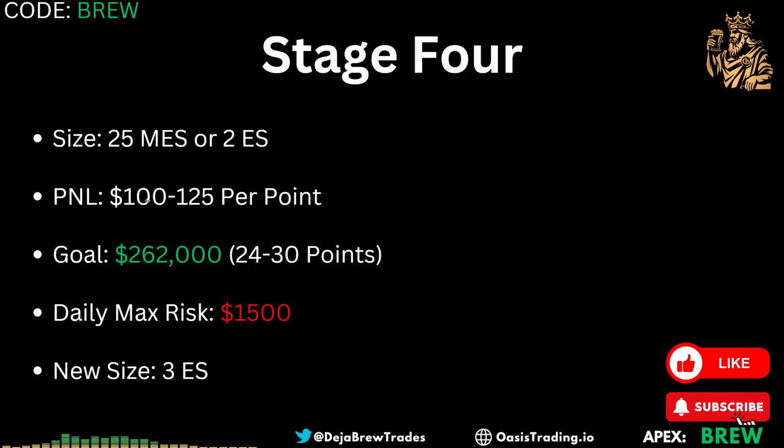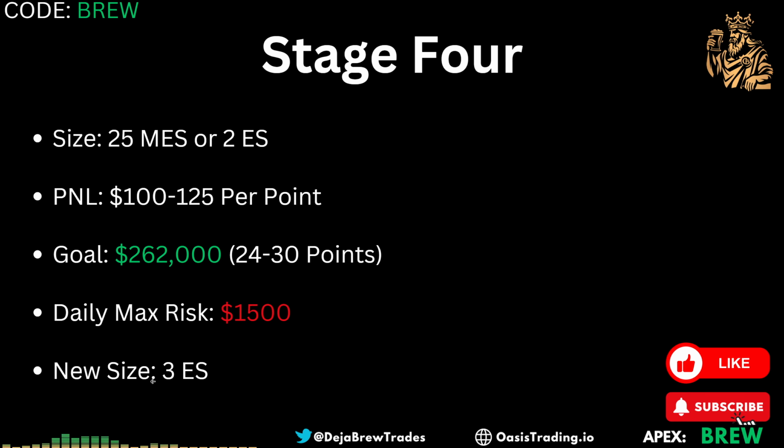So the P&L will be $100 per point if it was ES. It'd be $125 if it was the MES. So our goal is another 3,000. That's going to be about 24 to 30 points. Daily max risk is still that 1,500. And like I said, if you want to have it as a trailing max risk, you can do that as well. Okay, our final goal.